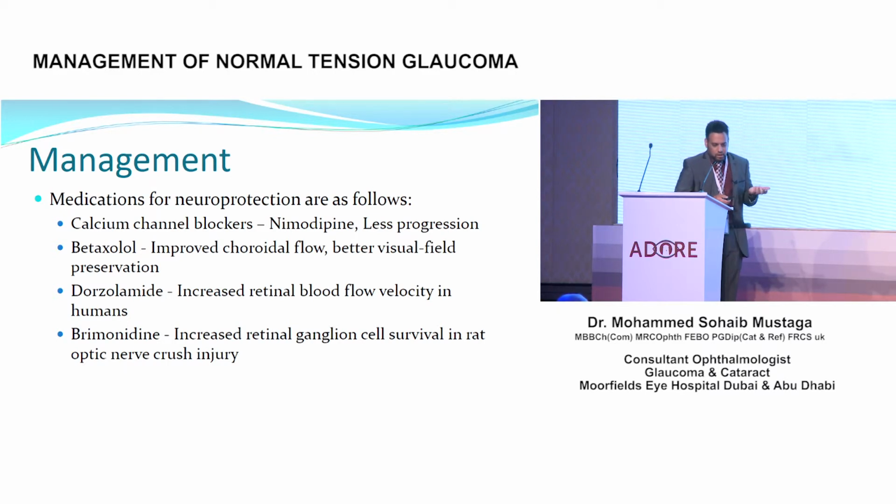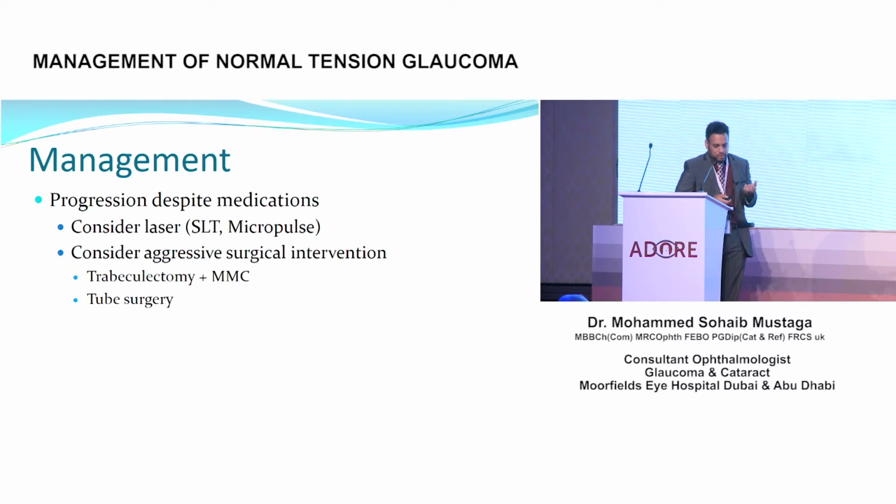Betaxolol has improvement in choroidal blood flow. Dorzolamide shows increased retinal blood flow velocity. And of course, brimonidine has neuroprotective properties, as we know. Now, if that is not working, then you need to consider laser treatment.